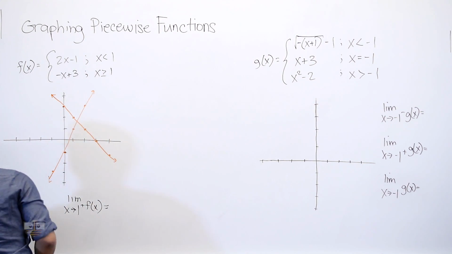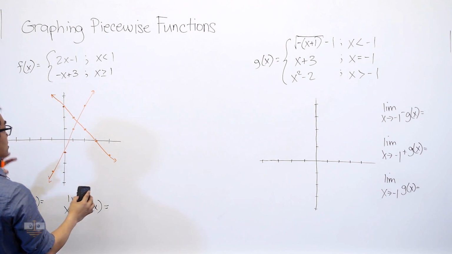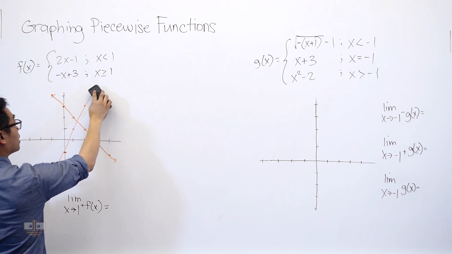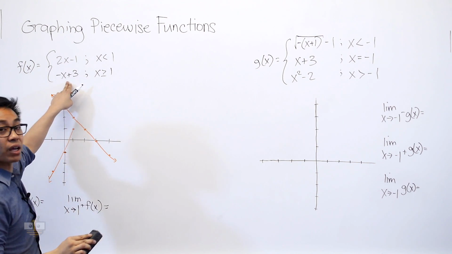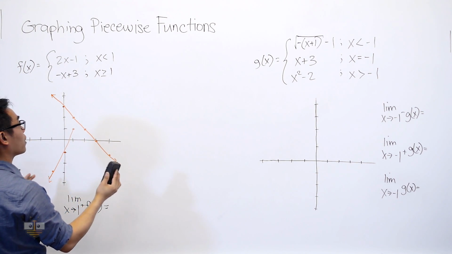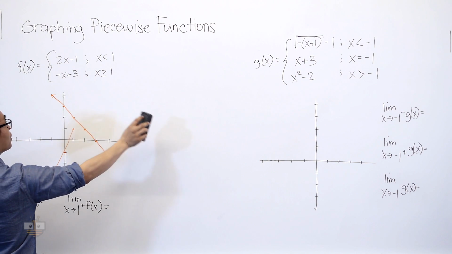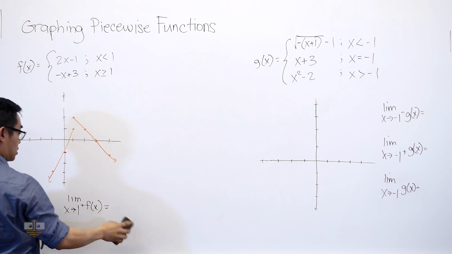So for example, the graph 2x minus 1 is only supposed to be to the left of 1. So if 1 is here, then this is not supposed to be here. And for the graph, or the line, -x plus 3, it's not supposed to be anywhere left of 1. It's only supposed to be greater than or equal to 1. So then we'll erase this portion of the function.